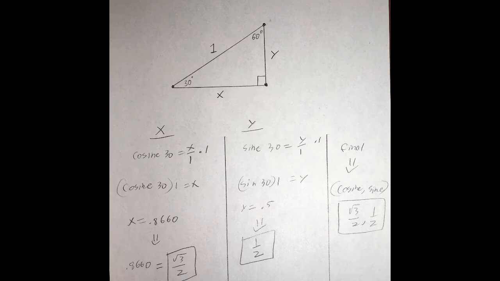And next we're going to solve out sine. Sine of 30 equals y over 1. Same deal, multiply that 1, put it in the calculator, that equals 0.5. We're going to put it into fractions as 1/2. So our final xy will be square root of 3 over 2, comma, 1/2. And there it is.